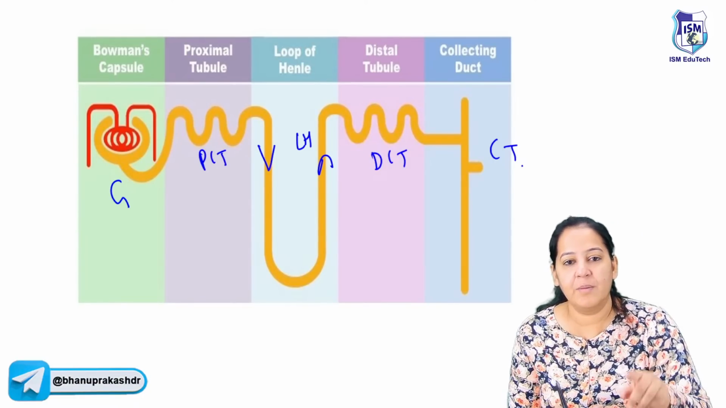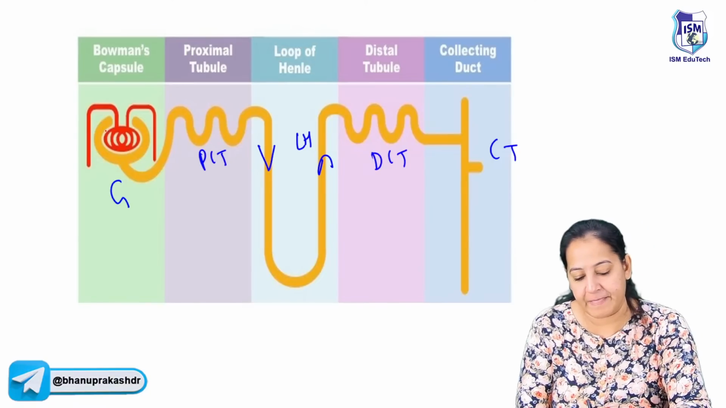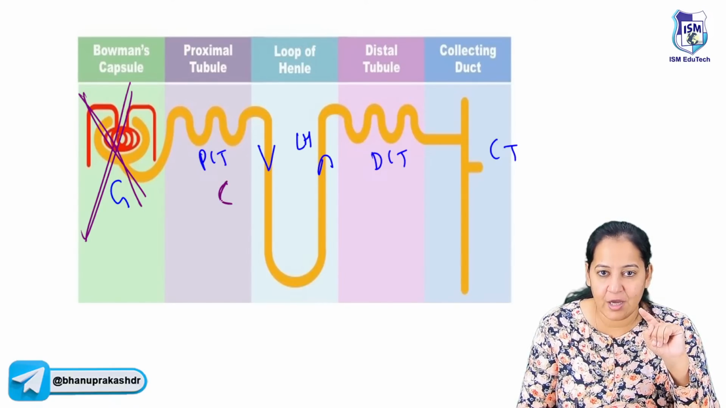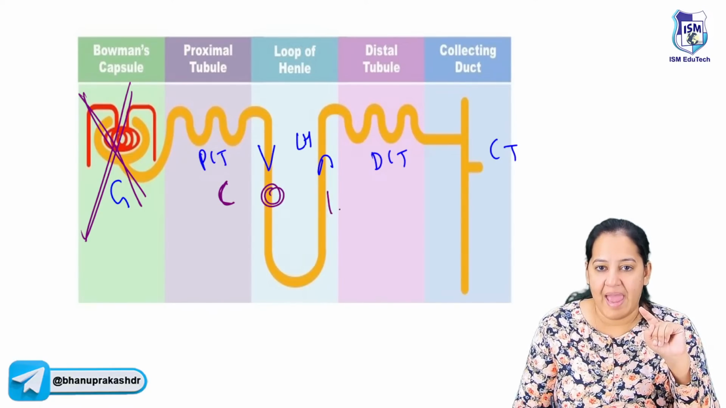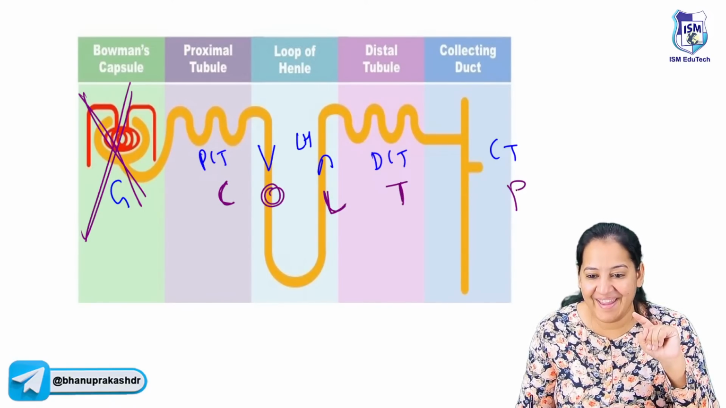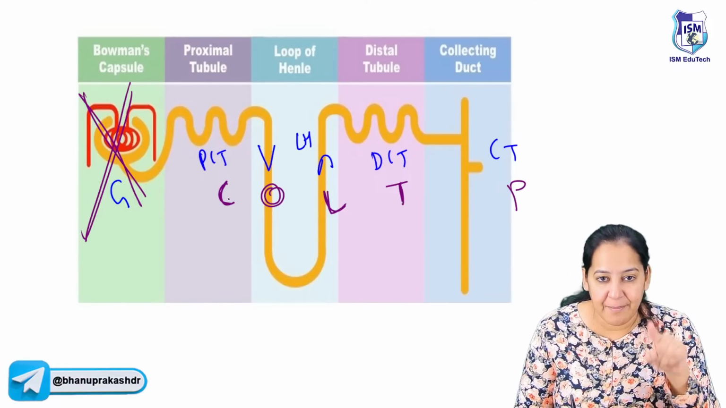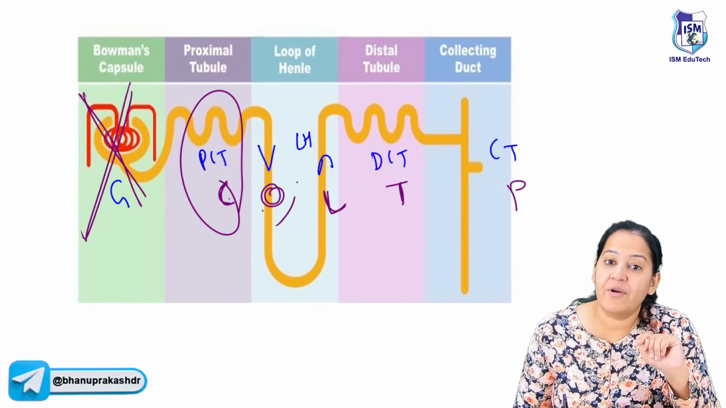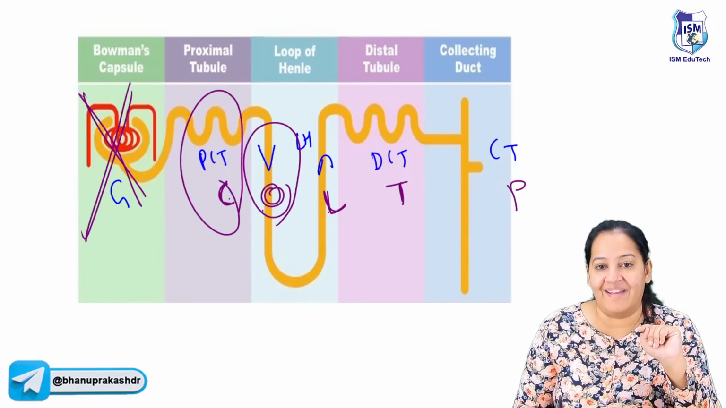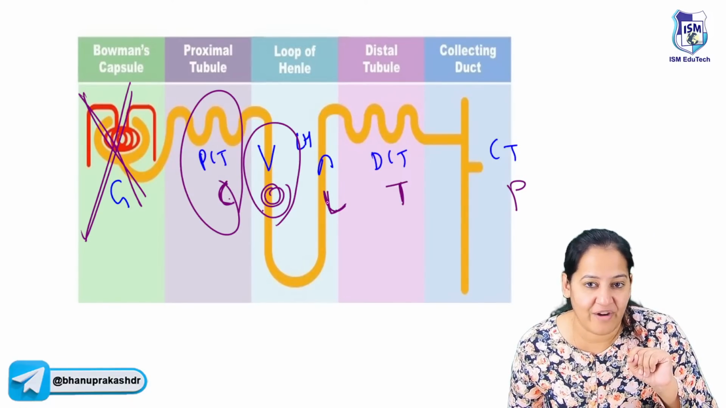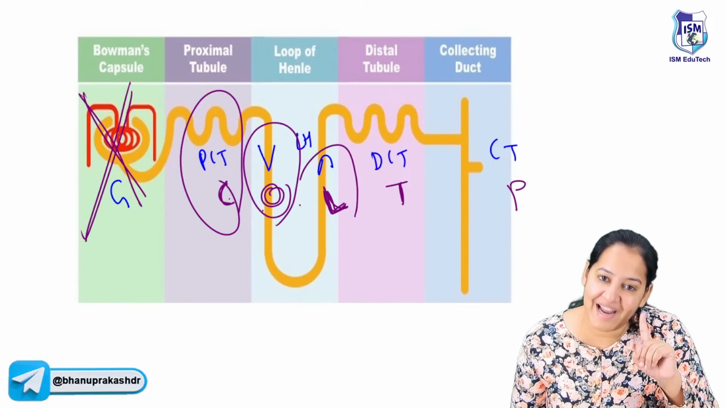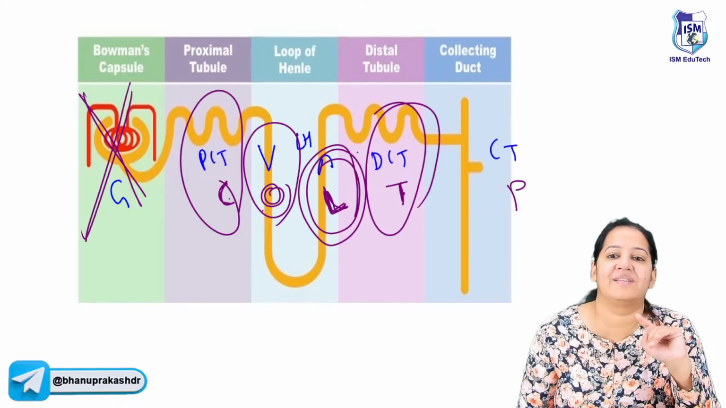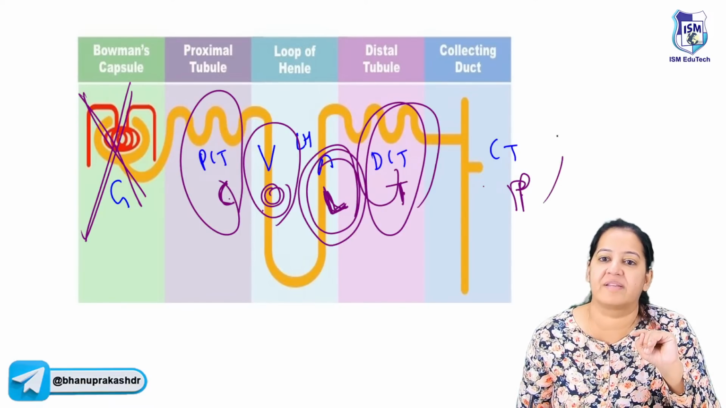Now learn the mnemonic COLTP. None of the 5 drugs which I taught you act on the glomerulus. So C, O, L, T, P. This is the site of action. Carbonic anhydrase inhibitors act on the PCT. Osmotic diuretics act on the descending limb of the loop of Henle. Loop diuretics, which is our question right now, that is furosemide, act on the ascending limb of the loop of Henle. All thiazides act on the DCT. And potassium sparing diuretics act on the collecting duct.